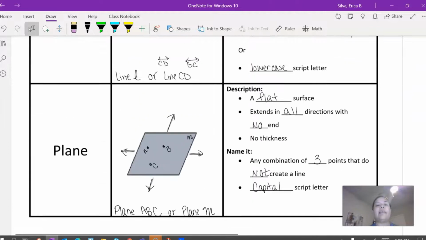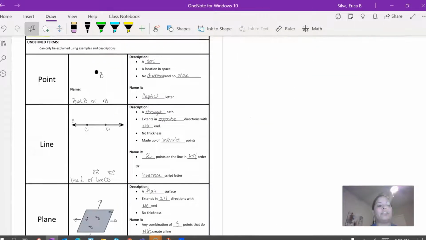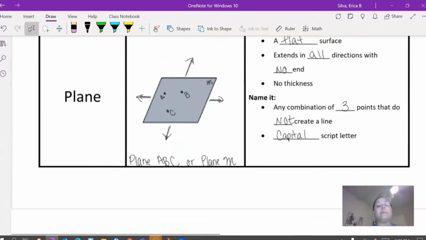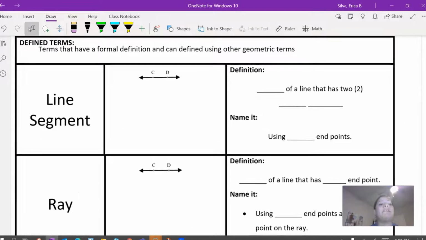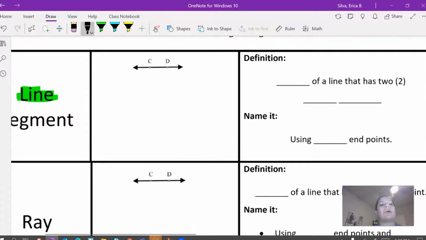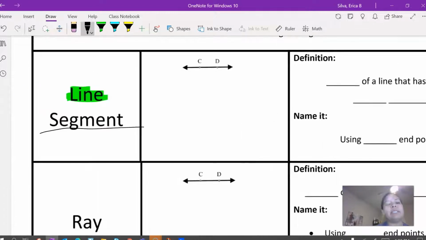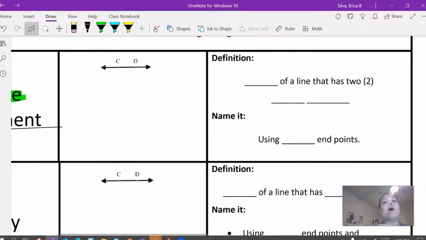All right, now that we know what our 3 undefined terms are, we can use them to define our defined terms. Defined terms are terms that have a formal definition and can be defined using other geometric terms. So let's begin with line segment. Notice how it has the word line in it. A line segment is basically part of a line.